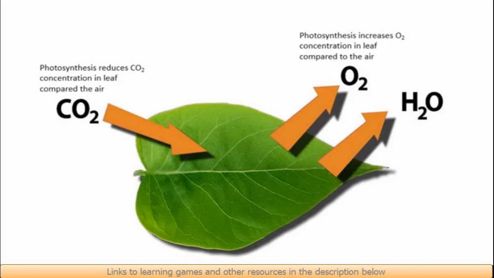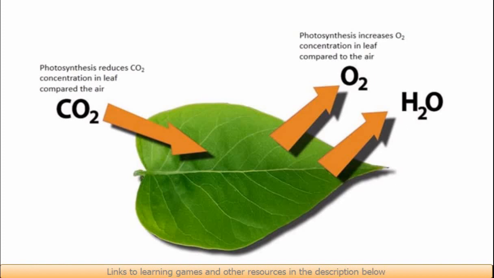In relation to exchange surfaces, the purpose of leaves is mainly to absorb carbon dioxide for photosynthesis. And light, of course. Absorbing carbon dioxide reduces its concentration, and this sets up a diffusion gradient to absorb more carbon dioxide. Photosynthesis also gives off oxygen, which increases the concentration in the leaf compared to the air. So oxygen diffuses out of the leaf and into the surrounding air.